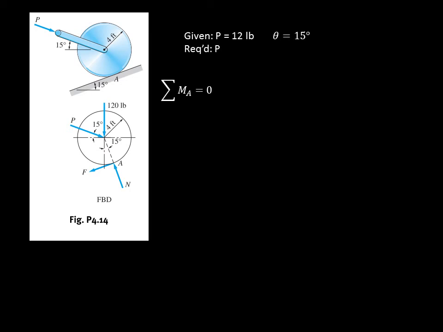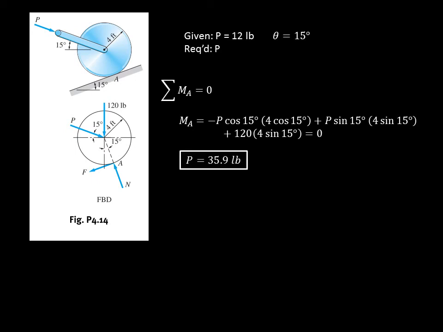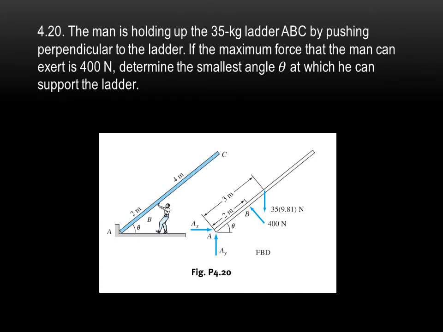If we use point A as a moment center, we wouldn't need to include the normal force or the frictional force. Solving the moment equation from point A, we get a value of P equal to 35.9 pounds.